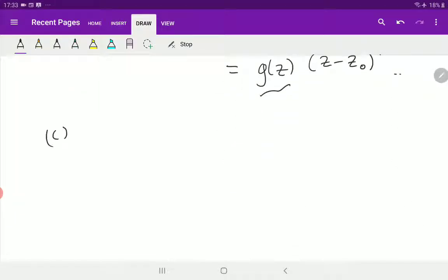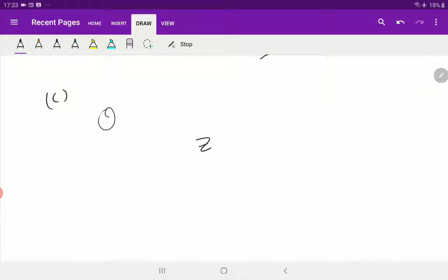Finally, suppose that f has a 0 of infinite order at a point z0. Then f must vanish on all of D. Why is that the case? Well, we said that the set O is open, right? But it's also closed in D.